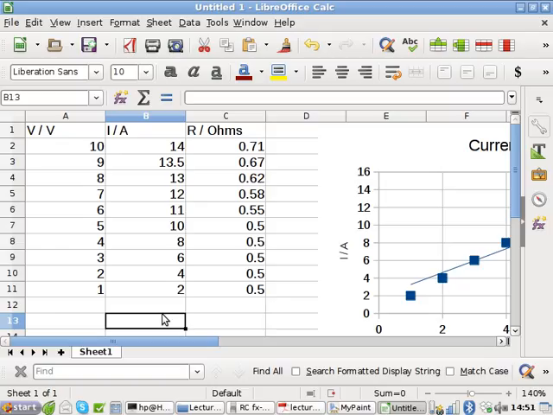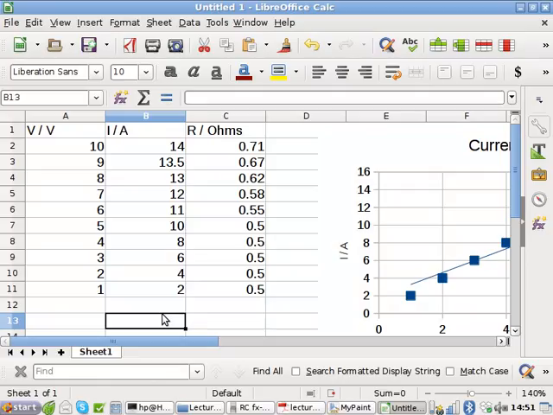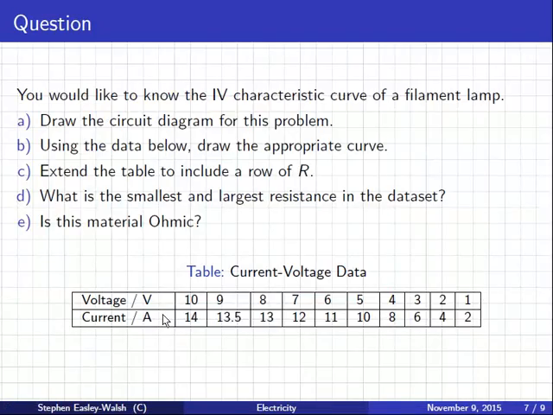Did you add that table in, Lee? Sorry, that is part C now. So, A is the circuit, B is the graph, C is the OR, D, what is the smallest and largest resistance? Smallest resistance? Yeah, 0.5, and largest resistance? 0.7. And finally, is this material ohmic? No.